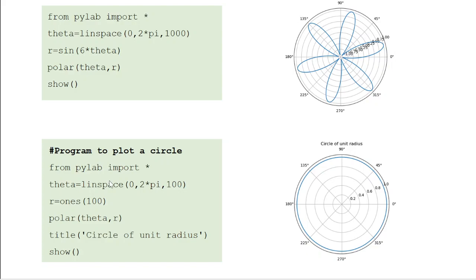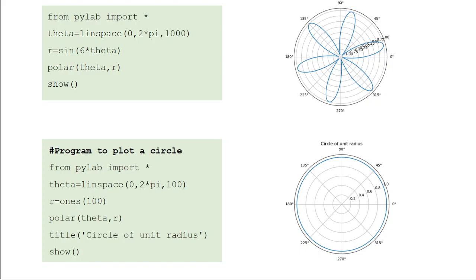So I am going to specifically plot a circle of unit radius. So theta is linspace 0 to 2 pi, 100. So I have a 100 element array here. And r equal to ones 100. So you are familiar with the ones function, right? Basically it creates an array of 100 elements and the value of all the elements is 1. Okay, so my radius is 1.